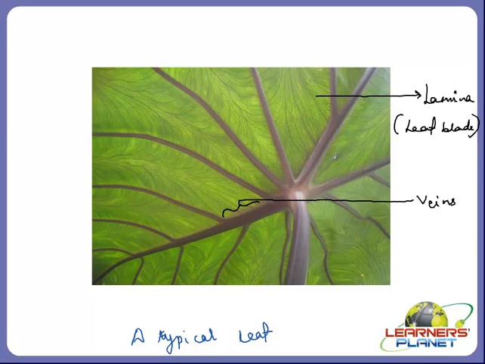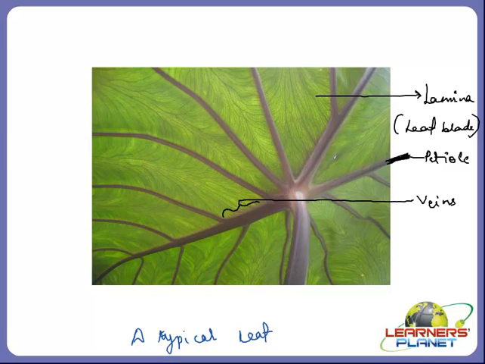Okay, then comes the stalk. This is the stalk, or we can say that it is particularly called as petiole. So what is petiole? It is a narrow stalk-like structure that connects the leaf to the stem. So here we have the structure of a typical leaf, and this petiole connects to the stem. It is a narrow stalk-like structure.